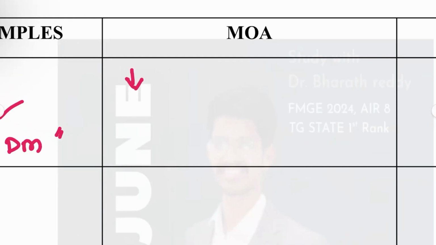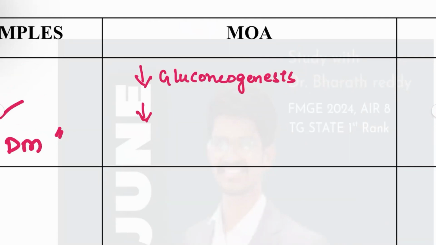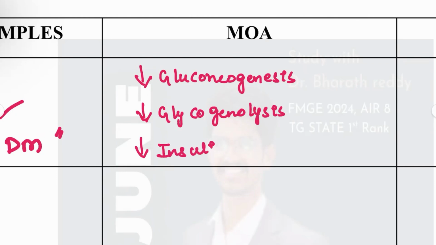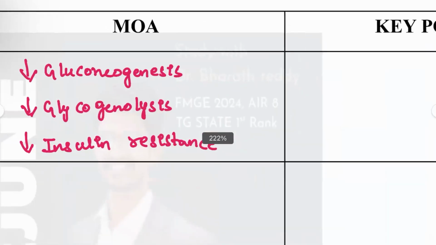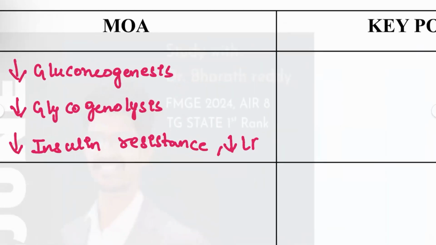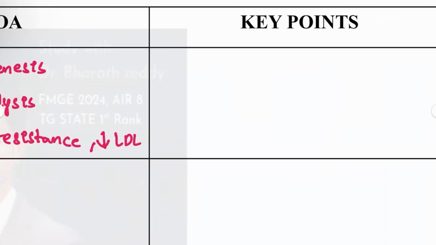It will decrease gluconeogenesis. And it will decrease glycogenolysis. And the best thing is it will decrease insulin resistance. The other thing is it will decrease LDL. The key point to take note of when giving metformin is that we are preventing the micro and macro complications in the patients.